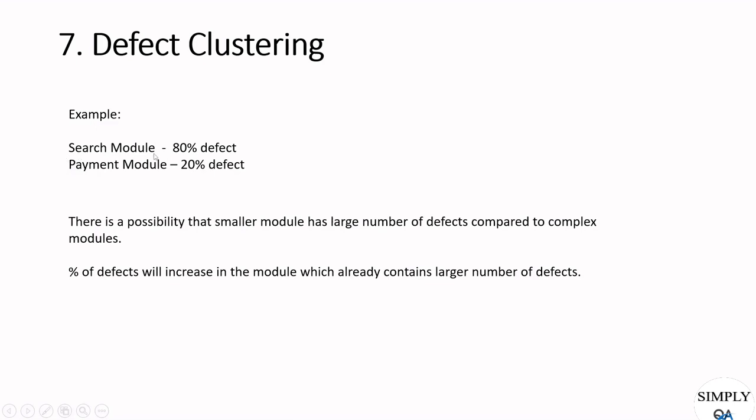If you look here, the search module contains 80 percent of the defects, whereas the payment module contains only 20 percent of the defects. So this principle states this, right? The complex module can produce a smaller number of defects, whereas the easy module can produce more defects. And one more point to note here is that once the search module gets 80 percent of the defects, there is more possibility of finding another set of defects related to the search module only, because it already contains a higher number of defects, right?